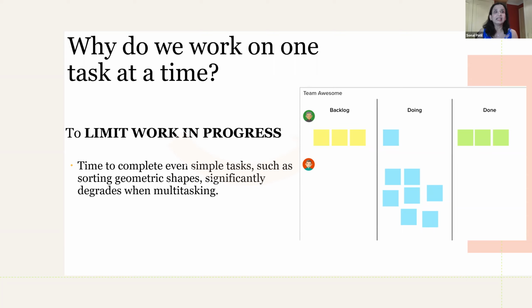It is proven widely that time taken to complete even simple tasks like sorting geometric shapes significantly degrades when multitasking. Picture this scenario, right? You have a project deadline and you've got many things to complete in one sprint, and you start working on all tasks at the same time. You have 6 tasks open, you're switching back and forth between bugs and new functionality. You lose your flow constantly switching back and forth. You started by wanting to finish stuff earlier, but you end up taking more time or quality suffers. Hence, you should endeavor to limit work in progress.